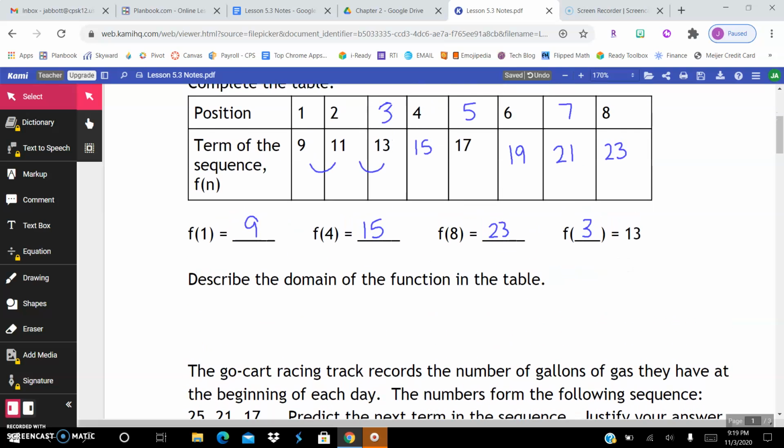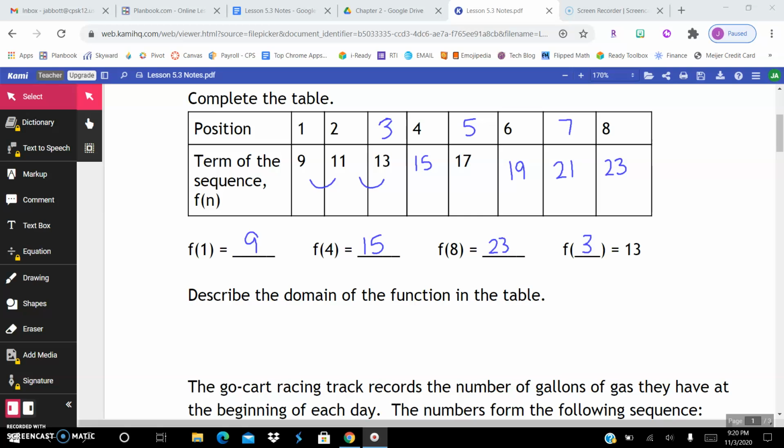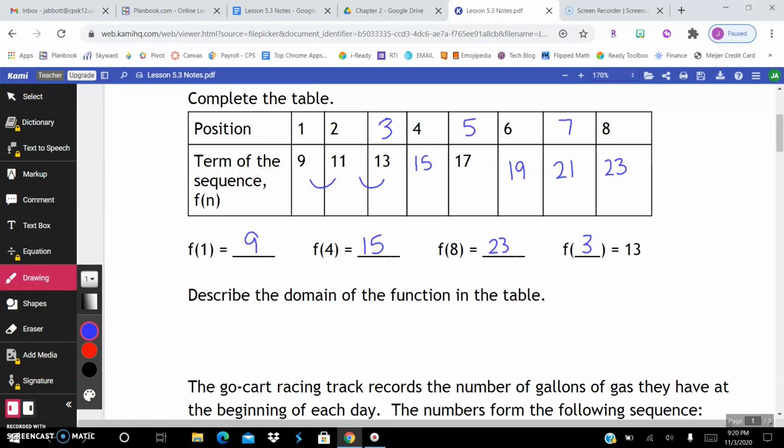Describe the domain of the function in the table. The domain is the x values, and that would always be our first thing listed in our table. So looking at those numbers, to describe those, it looks like whole numbers greater than 0, because we could continue on with this chart. Whole numbers greater than 0.